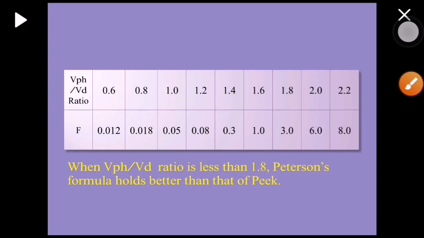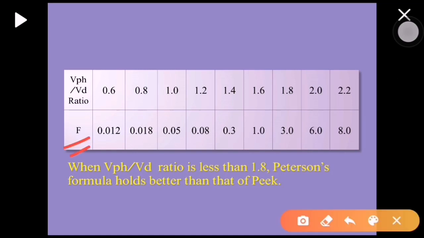To determine factor f, we have to consider the ratio of V phase to Vd. Peterson has empirically computed f depending on the ratio of V phase to Vd as per this table. Suppose, let me give you an example. Suppose the ratio of V phase to Vd comes out to be 1.4. So directly you can take the value of f as 0.3 and substitute that in the formula for the loss computation.